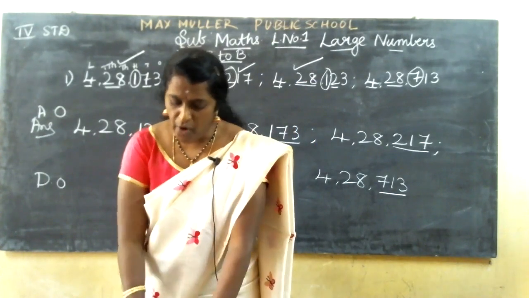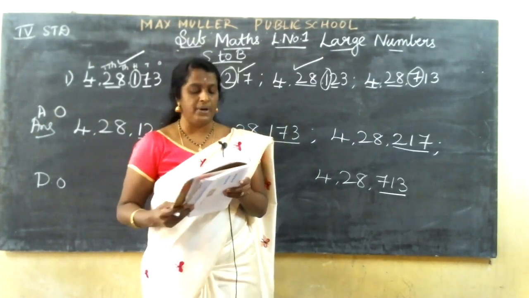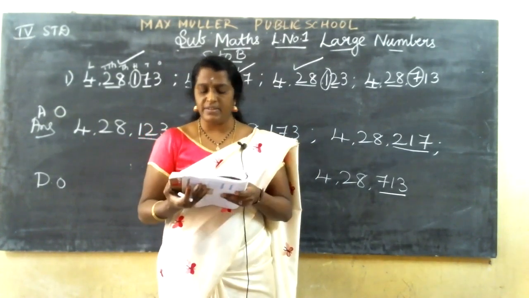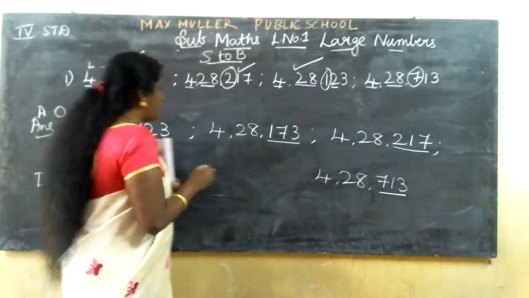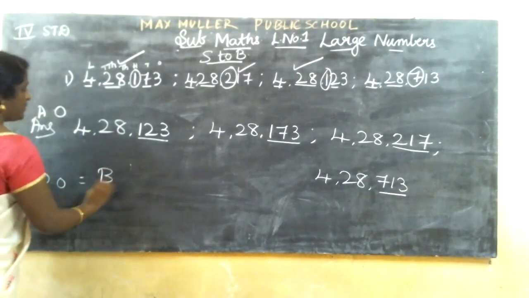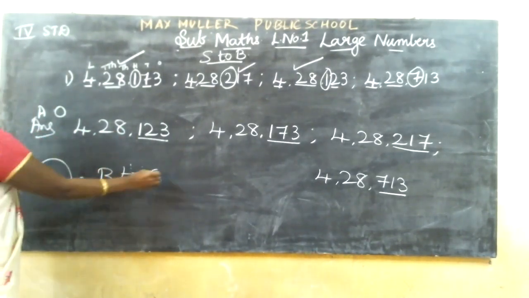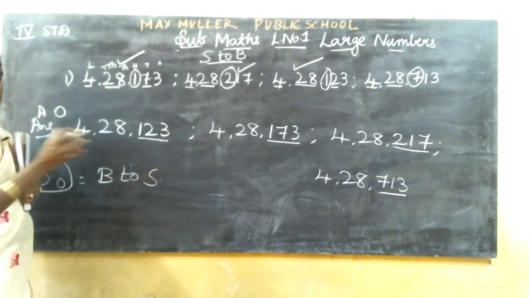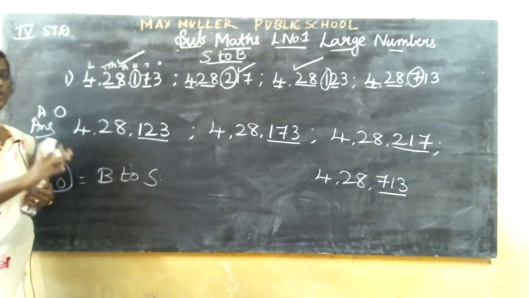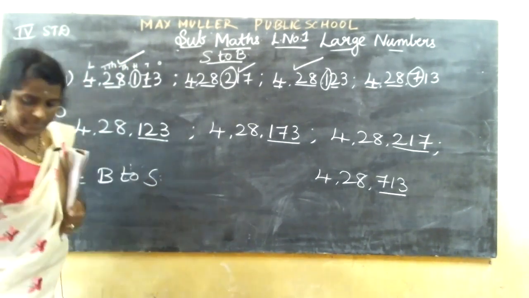Now next, forming numbers without repetition of digits. Greatest number: to form the greatest number, write the digits in descending order. I told you, greatest number. Descending order means big to small. B for big, small, S-M-A-L-L. Descending order means big to small. Ascending order means small to big. So when you want to write the greatest number, I told you, I'll give some digits.